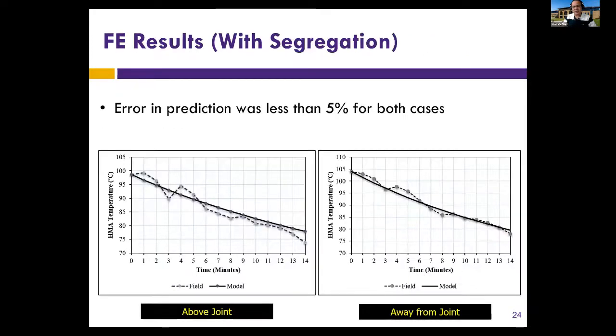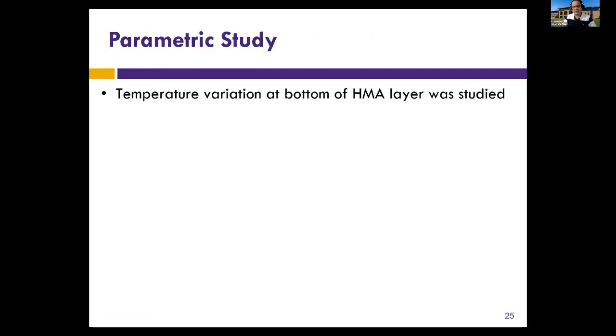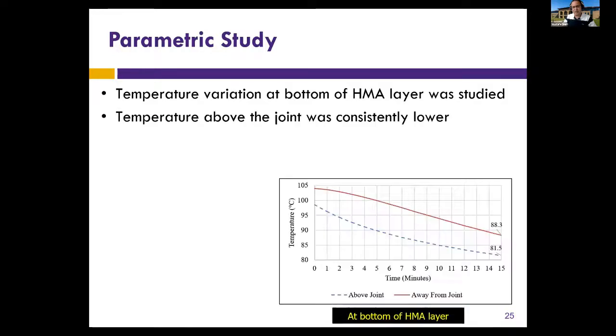And when we compare to the case where we had segregation, so this was another location, you can see that also the model did a very good job in predicting the field measurement, and that supported the validity of the model. And what we did next is that we wanted to look at the variation of the temperature of the paving mat through depth. And obviously, that's not something you can do in the field because our measurements in the field are at the surface. So we looked at the variation of the temperature at the bottom of the paving mat.